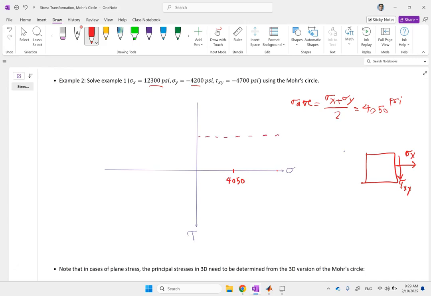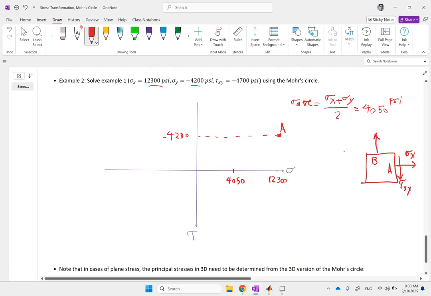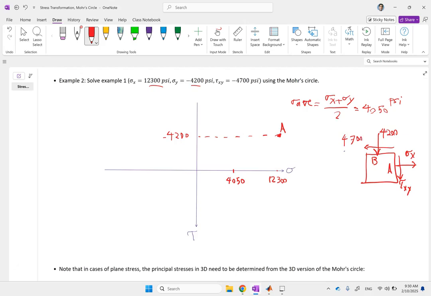So this point here is negative 4,200, and this point here is 12,300. So that point there is plane A, this plane. And for plane B, you have sigma y, which is negative again. So it is going to go this way, 4,200. And it's always negative of that, so it's going to go like this, and that is 4,700. So it is clearly positive this time. So that is negative 4,200 over there, as you can see.